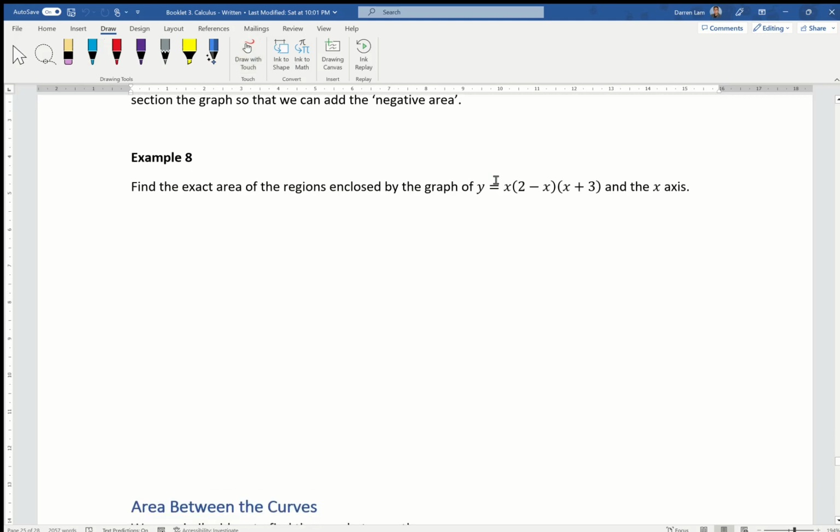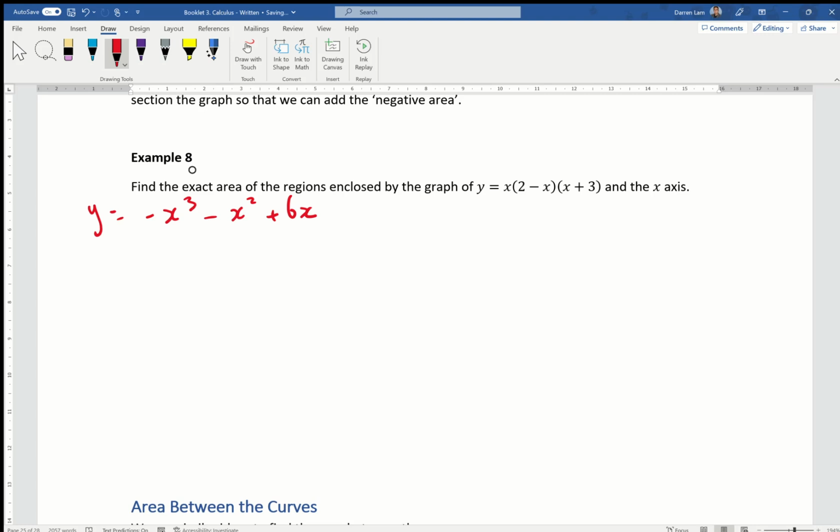Enclosed by the graph of y equals x(2 minus x)(x plus 3) and the x-axis. So the first thing I always ask is, do I know the shape of the graph? Do I know key features? Is there anything that I need to know? Well, y equals x(2 minus x)(x plus 3) expands out to, actually I'll write it on the left hand side, I'll leave a little bit of space, y equals negative x cubed minus x squared plus 6x. That's just something you can do by hand.